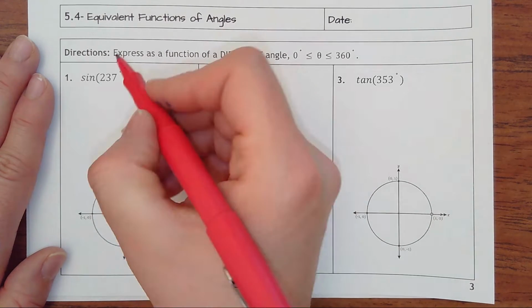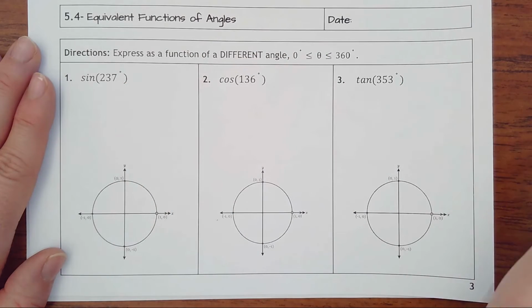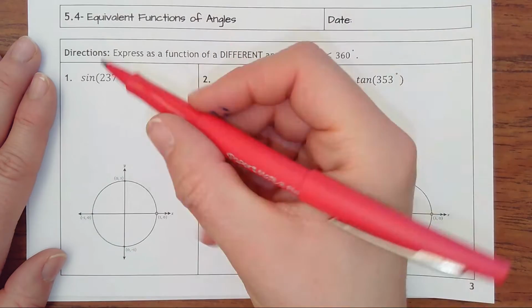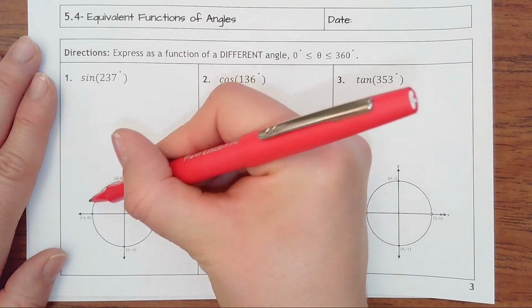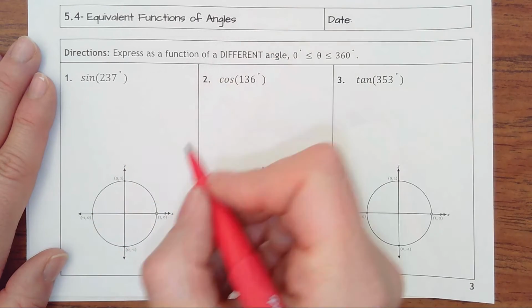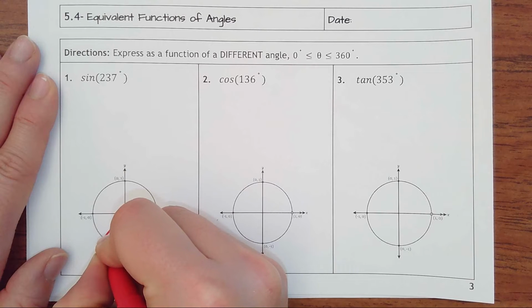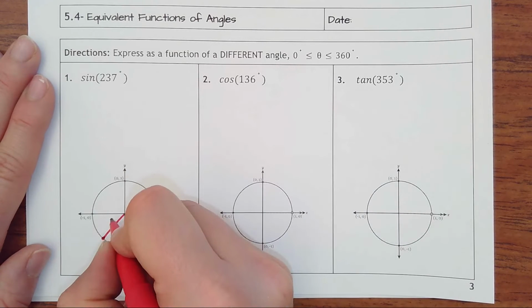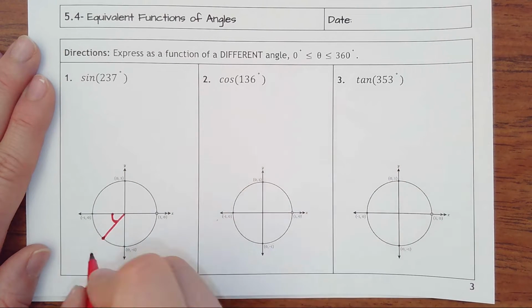So let's think of sine of 237 degrees. What quadrant would that be in? Remember, this is 0 to 90 to 180 to 270, so it would be somewhere here in quadrant 3. It doesn't matter where you make it. Let's just make it like this. I want to find that reference angle.